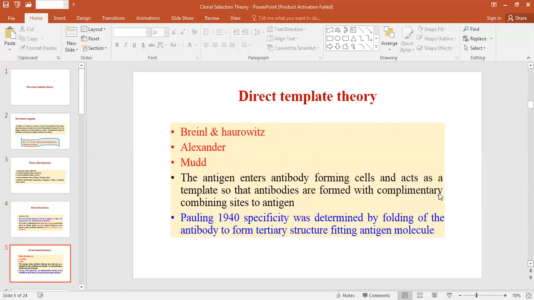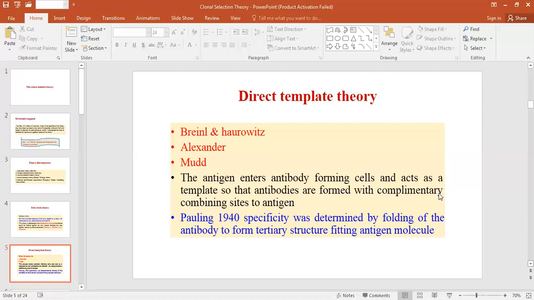In the 1930s and 40s, this theory was challenged by various instructional theories. These are known as direct and indirect template theories. According to these theories, a particular antigen would serve as a template around which antibody would fold, sort of like an impression mold. And this antibody molecule would thereby assume a configuration complementary to that of the antigenic template. This concept was first postulated by Breinl and Haurowitz, then modified by Alexander and Mudd. They redefined in the 1940s that the antigen enters antibody-forming cells and acts as a template so that antibodies are formed with complementary combining sites to the antigen.